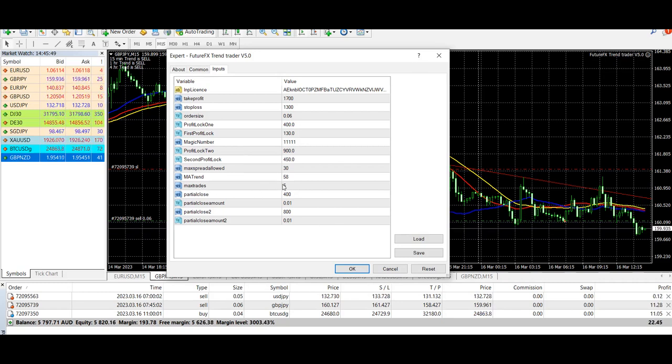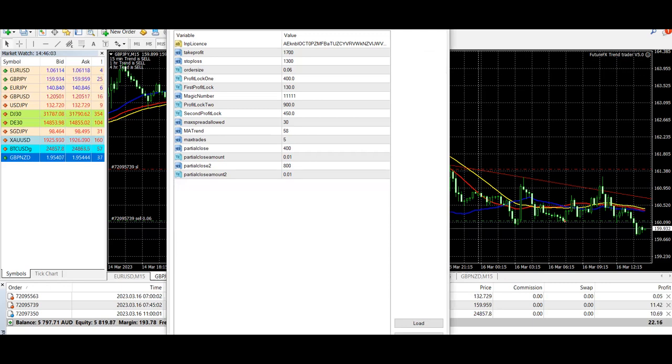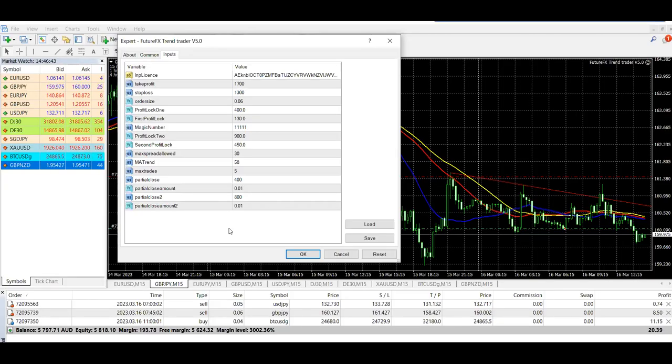So what the max trade setting's for is to allow you to have the software on a whole heap of different pairs. What have I got here at the moment? Hang on a moment while I sort that.